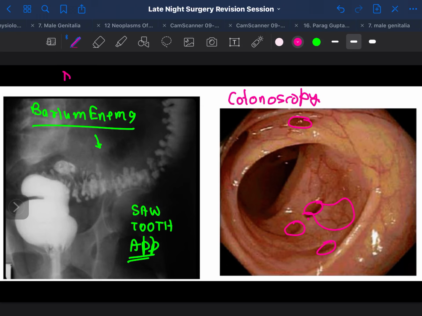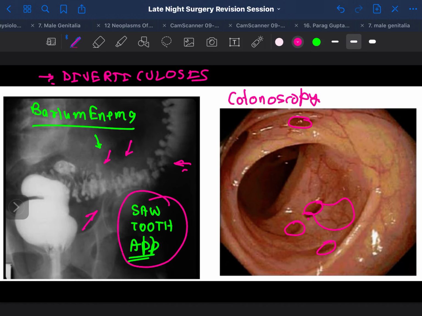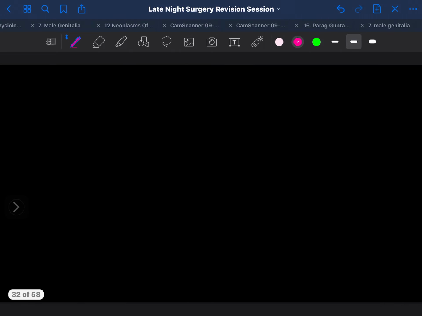So what is the diagnosis of this particular patient? It is a giveaway question. It is diverticulosis. Now what you need to understand over here is that this particular image is very important. It's pretty simple. I'm sure 90% of you guys must be knowing this, but please understand the sawtooth appearance. This is what is seen in the barium enema in patients with diverticulosis.